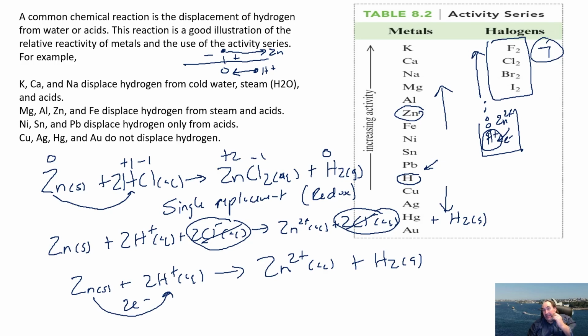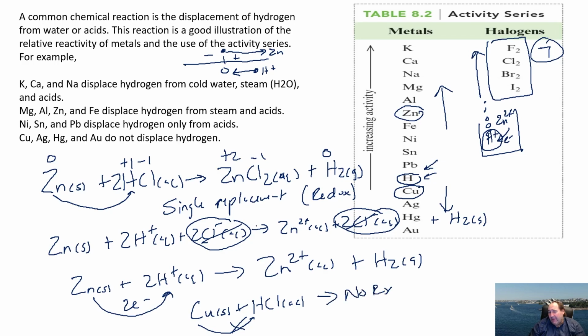Now, let's say we try to do this with something else. Let's just say we tried to do this reaction with copper. So we take copper and we want to do the same reaction with our hydrochloric acid. So now we have our copper coming in to try to replace the hydrogen in our hydrochloric acid. Copper is actually lower on the list than hydrogen, which means it's less reactive than hydrogen, which means this reaction is not going to take place because copper is less reactive than hydrogen. So that reaction will not take place. The zinc one will in this case.